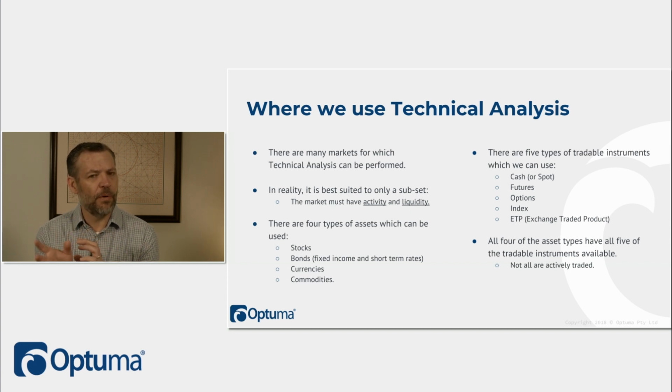I've also heard spot talked about in futures as the continuous front month contract. And so I think that definition is a little bit grey. So just be careful if you get a question with spot being mentioned in there, that you really think clearly about what that could be. The other instruments are futures, options, indexes, and exchange traded products. We'll talk a lot more about all of those. All 4 of the asset types have all 5 of the tradable instruments available, but not all actively traded. You know, I haven't seen much in the way of options on ETFs and things like that. But they could be there.